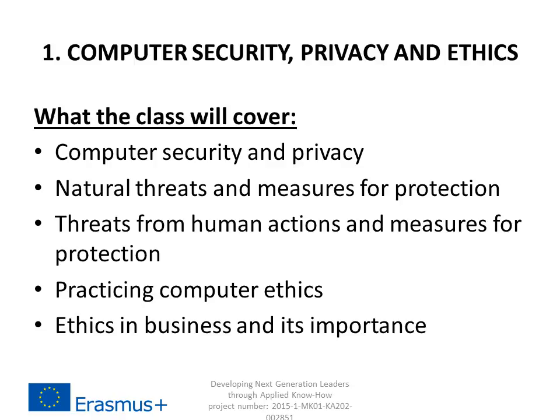In this first class, computer security, privacy, and ethics, we're going to talk about the concept of computer security and computer privacy. What is the difference between these two concepts and how personal data is related to computer security and privacy. We're going to talk about different kinds of natural threats to computer security and privacy and what are the measures for protection. We're also going to cover threats from human actions and how we can protect from them. We're going to talk about computer ethics, what computer ethics means, and what ethics in business means and what is its importance.